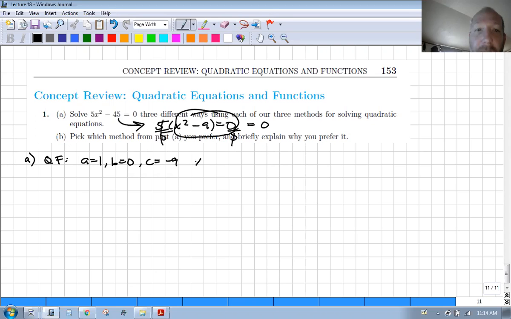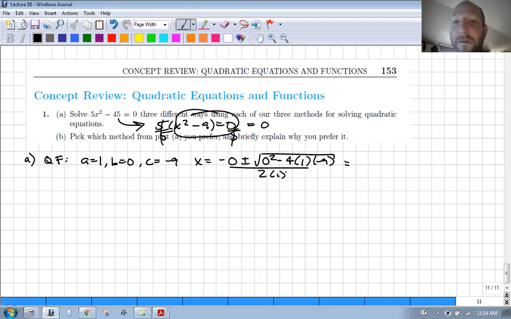So X equals negative B plus or minus the square root of B squared minus 4AC, all over 2A. So we got a lot of zeros. 4 times 9 is 36. This is 6 over 2. Plus minus 6 over 2. It's positive or -3.